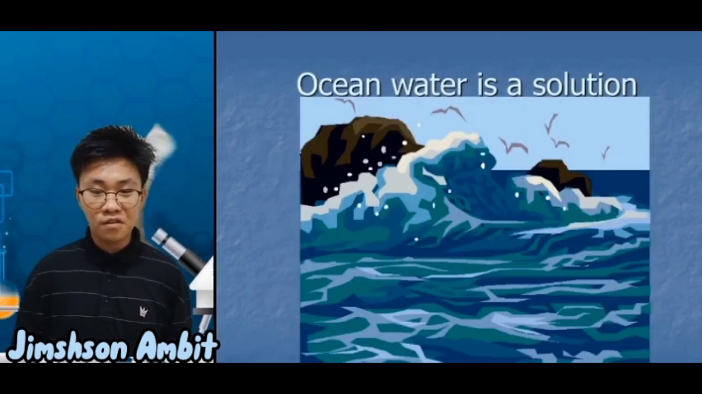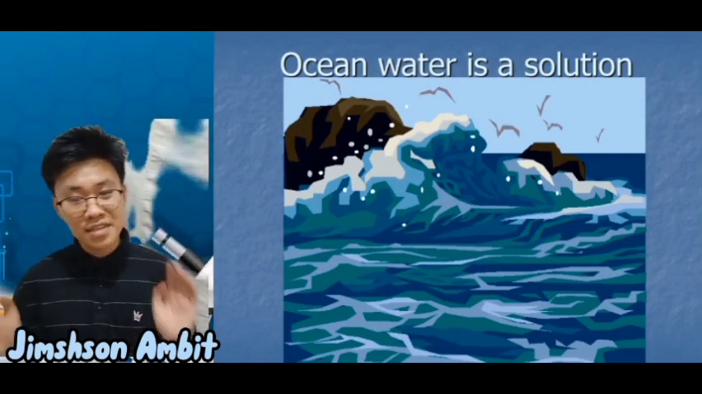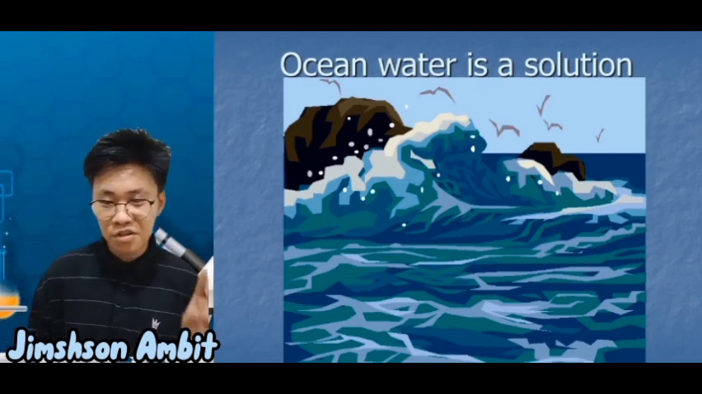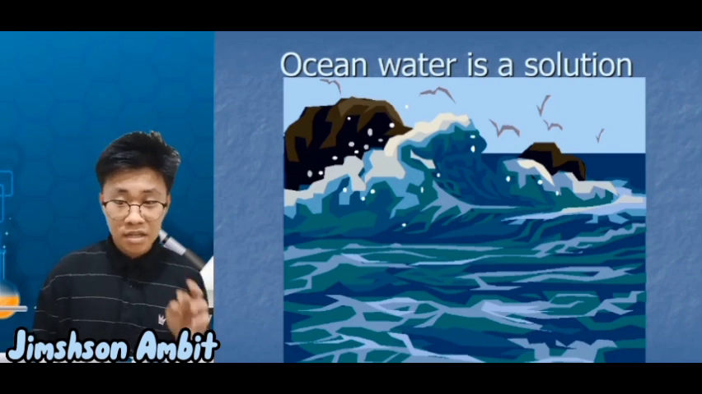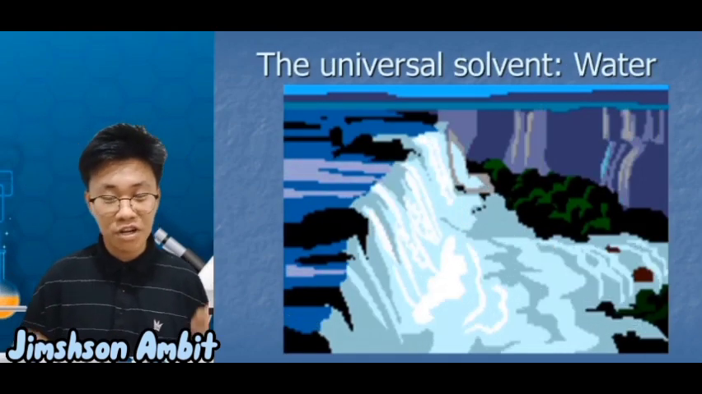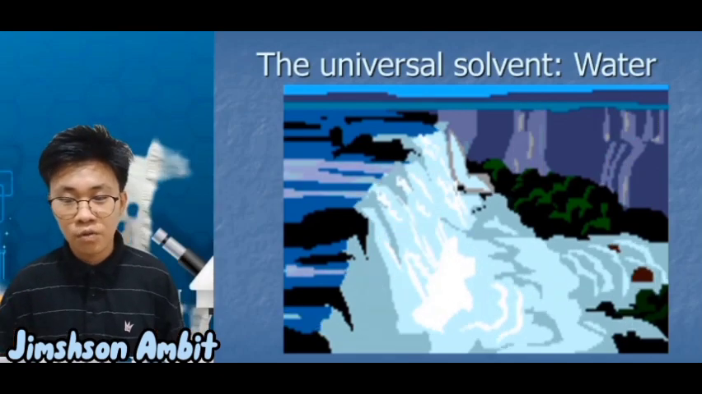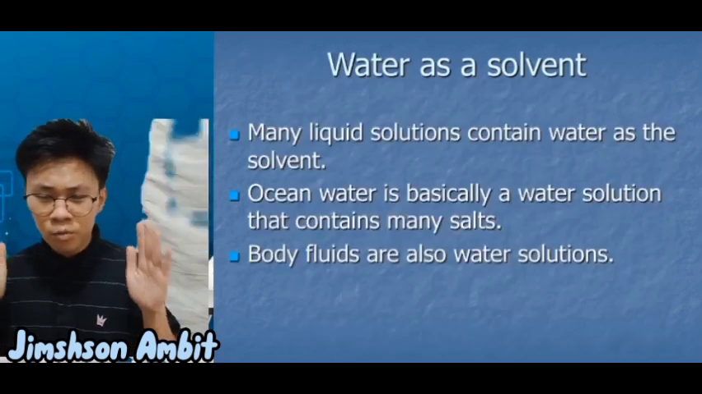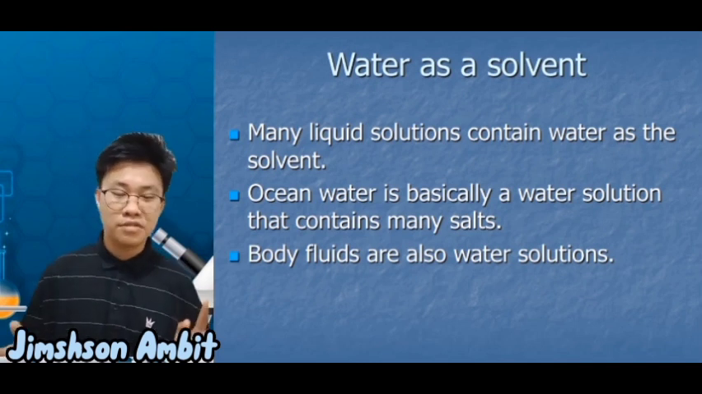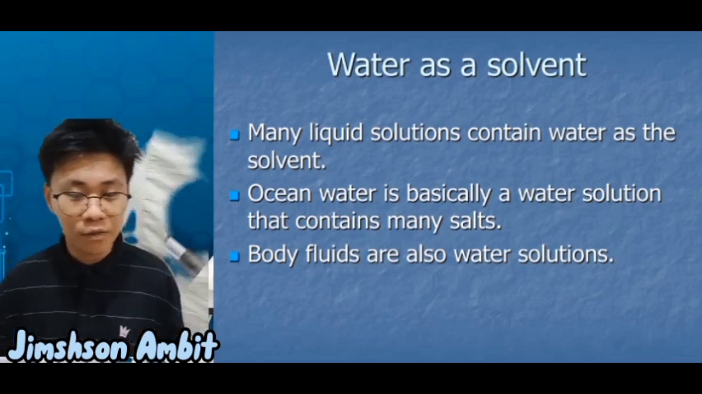An example of a solution is ocean water. Ocean water is considered a solution because it meets the criteria of a homogeneous mixture formed when one substance dissolves in another. The primary component of ocean water is water itself, which acts as the solvent in this solution. Water has the ability to dissolve a wide range of substances due to its polar nature. It forms hydrogen bonds with other polar molecules like ions and certain compounds, allowing them to become dispersed and dissolved within the water.